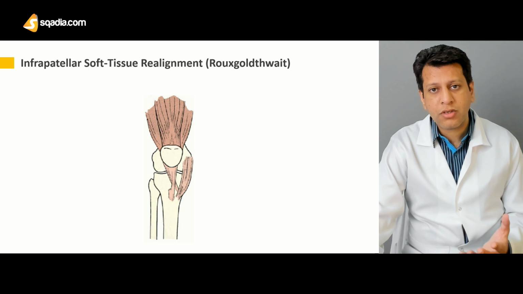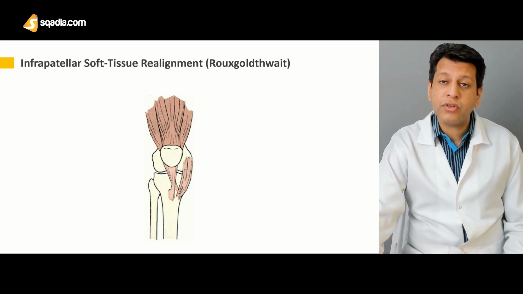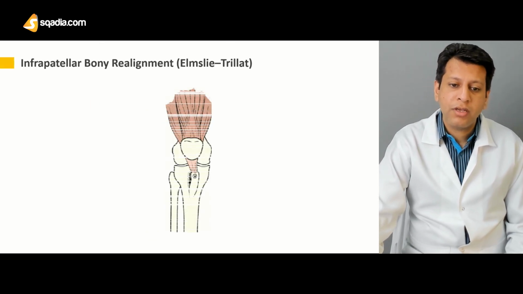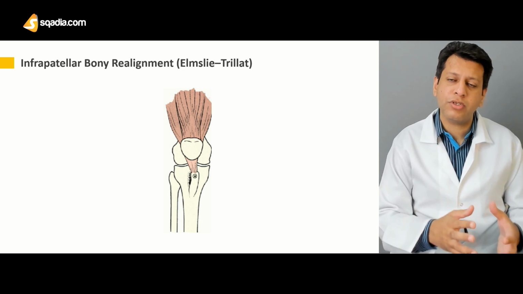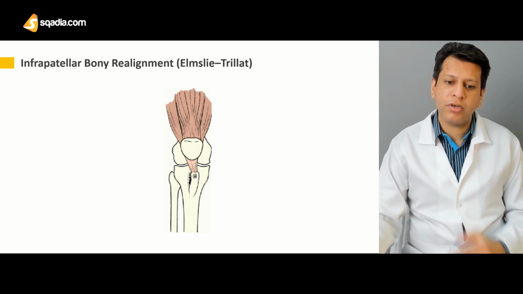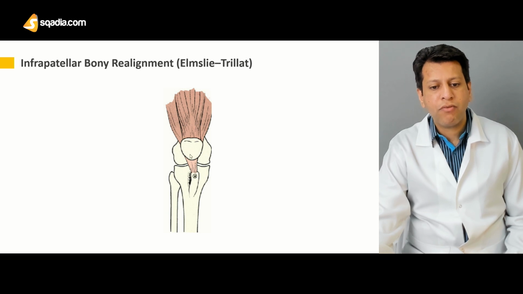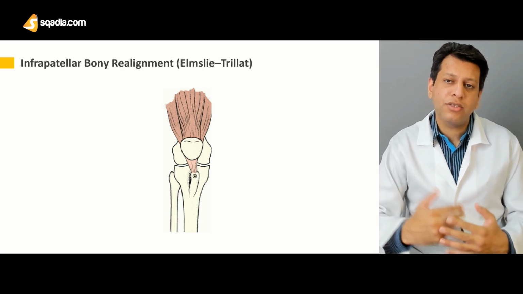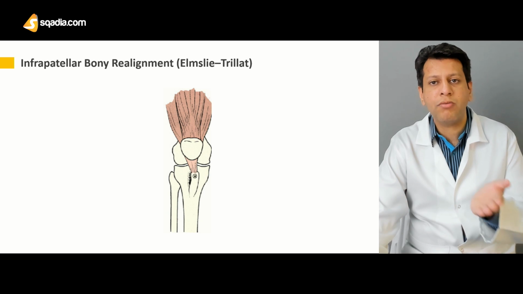But if the soft tissue procedures fail or are unable to reduce the patellar tilt or dislocation, then we may have to go for bony procedures. Bony procedures include infrapatellar bony realignment osteotomy, such as the Elmslie-Trillat procedure, or we can go for Fulkerson osteotomy. Elmslie-Trillat is a medialization of the tibial tubercle. A tibial tubercle osteotomy is done and it is pushed more medially. Therefore, the forces acting on the patellar ligament push the patella medially rather than laterally. This is a bony procedure which cannot be done in children; these procedures are reserved only for the adult population.